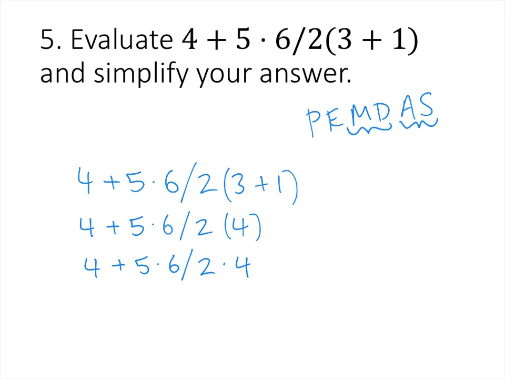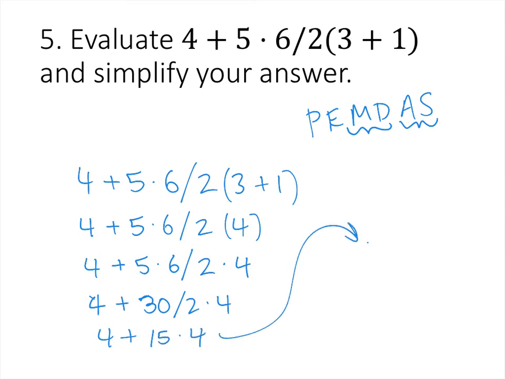All right, so I did my parentheses, don't have any parentheses anymore, don't have any exponents, ready to move on to multiplication and division. And so multiplication and division happens from left to right. So 5 times 6 is 30, and then divided by 2 times 4. And then, continuing to move from left to right, 30 divided by 2 is 15. Move up here because I ran out of room. 15 times 4 is 60. And now I've done all of my multiplication and division. And then finally I have some addition. 4 plus 60 is 64. And so that's my final answer.